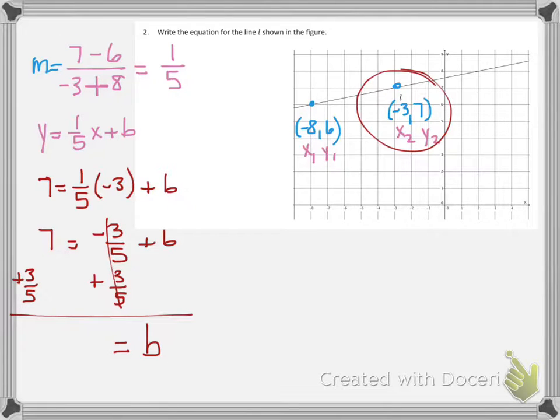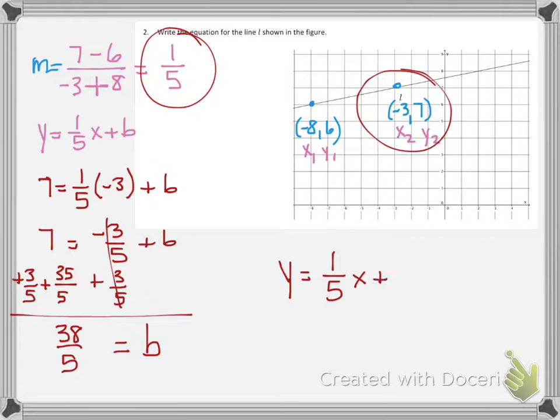I kind of like the same denominator. So I'm going to multiply the 7 by 5/5 so that I get fifths, and that gives me 35 fifths. 35 fifths plus 3/5 is 38 fifths. And that's my answer for my y-intercept. So now I can write the equation: y equals the slope, 1/5, times x plus the y-intercept, 38 fifths. And there's the equation for that line.